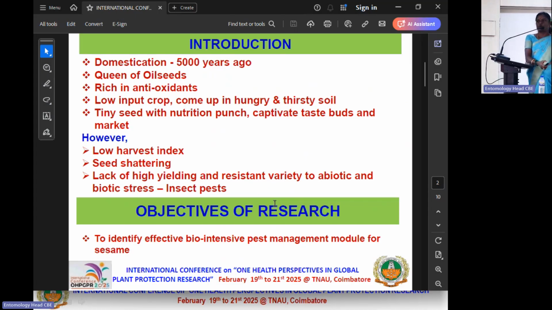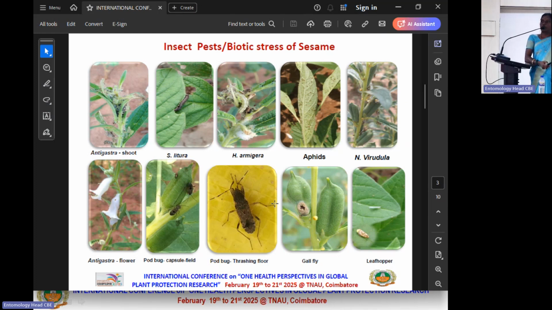With reference to our topic of discussion and the conference, the major biotic stress is the insect pest. In light of this, we have formulated different IPM modules, that is, bio-intensive IPM modules, to evaluate against the different insect pests. Each and every crop is infested by different insect pests. What are all those, and which pest is causing major damage and leading to major yield loss? This is the list of insect pests causing damage to the sesame crop.